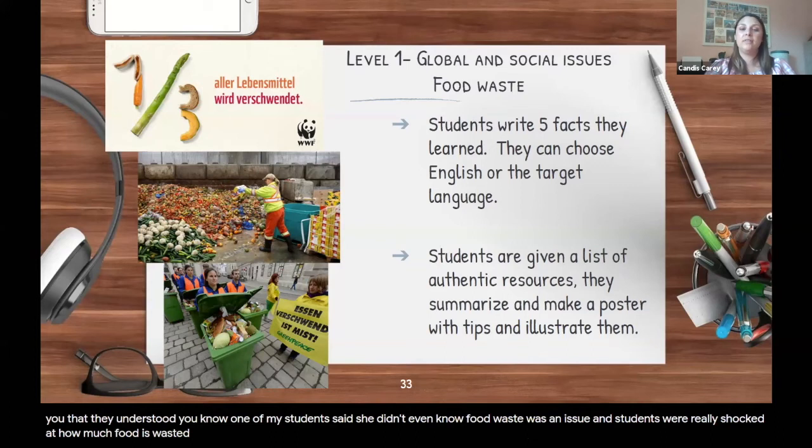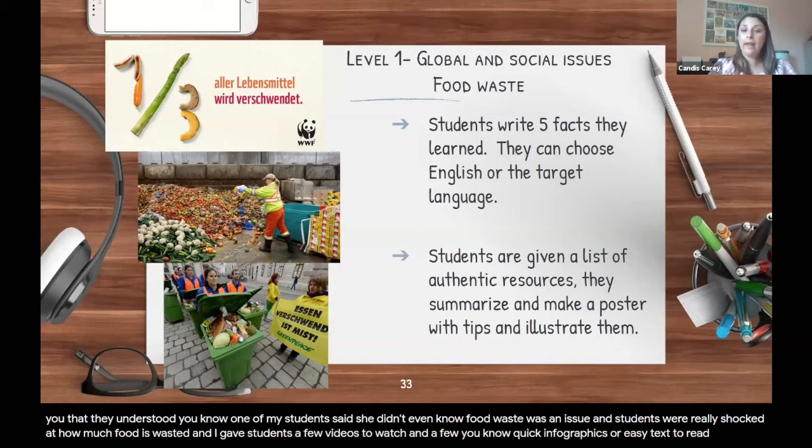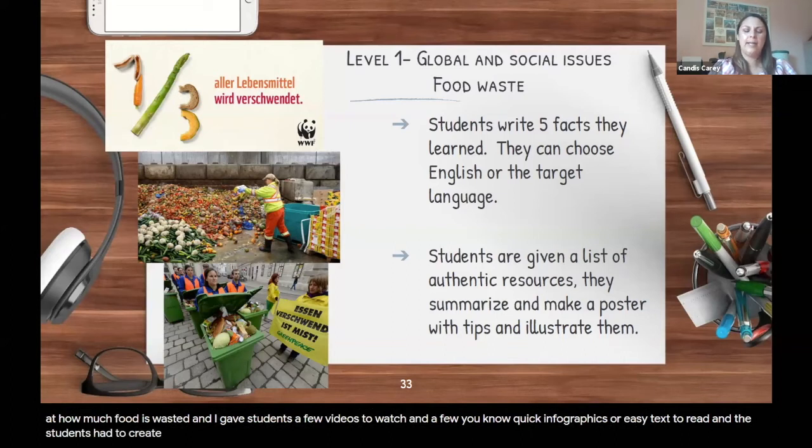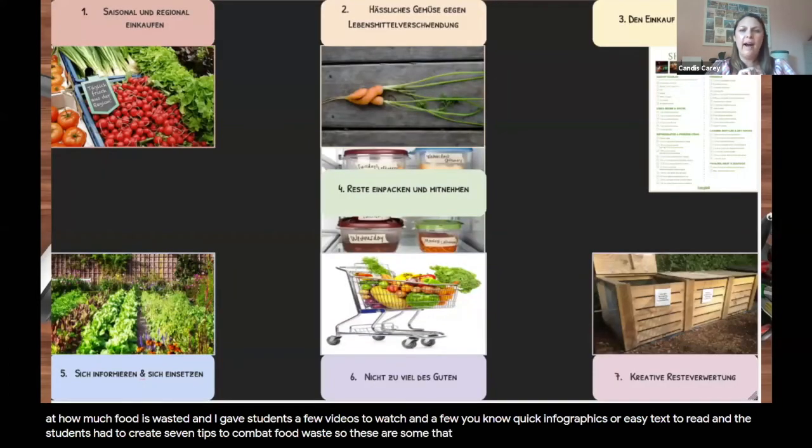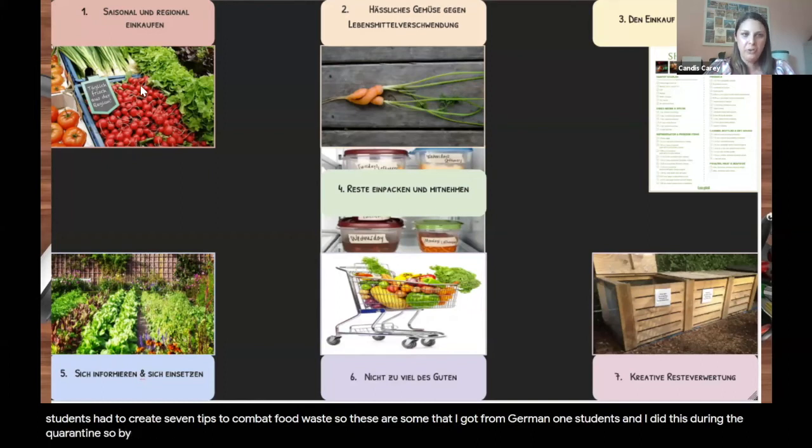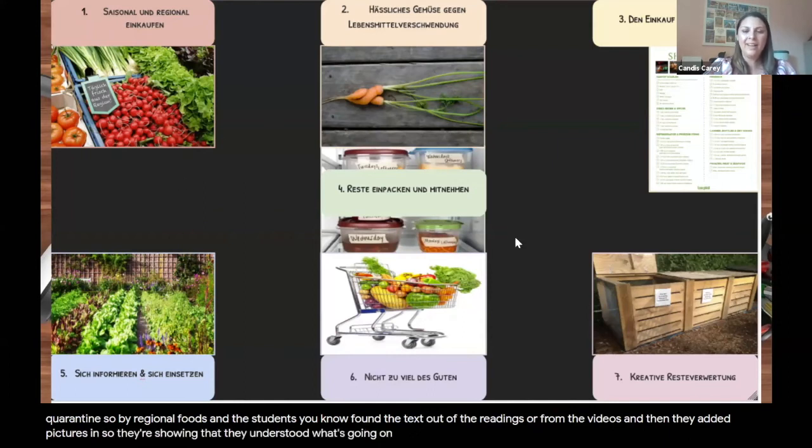And then I gave students a few videos to watch and a few quick infographics or easy text to read. And the students had to create 7 tips to combat food waste. So these are some that I got from German 1 students, and I did this during the quarantine. So buy regional foods, and the students found the text out of the readings or from the videos, and then they added pictures in. So they're showing that they understood what's going on. They didn't come up with the words on their own, but they're using it from the materials.